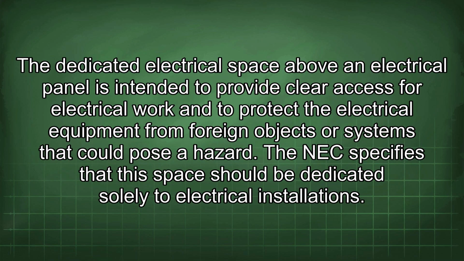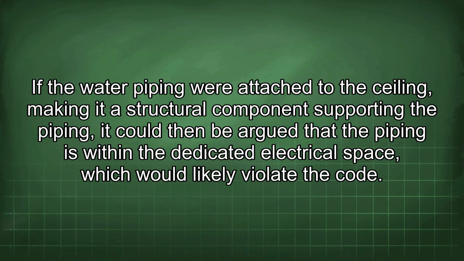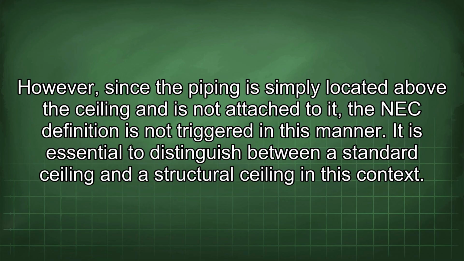The dedicated electrical space above an electrical panel is intended to provide clear access for electrical work and to protect the electrical equipment from foreign objects or systems that could pose a hazard. The NEC specifies that this space should be dedicated solely to electrical installations. If the water piping were attached to the ceiling, making it a structural component supporting the piping, it could then be argued that the piping is within the dedicated electrical space, which would likely violate the code. However, since the piping is simply located above the ceiling and is not attached to it, the NEC definition is not triggered in this manner.